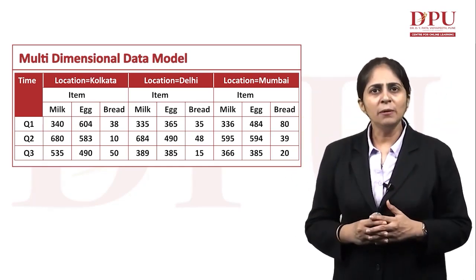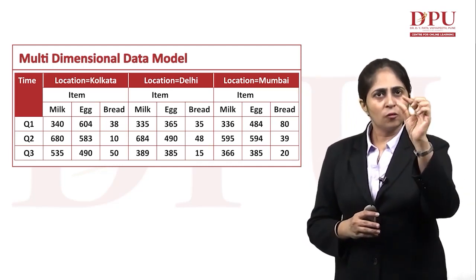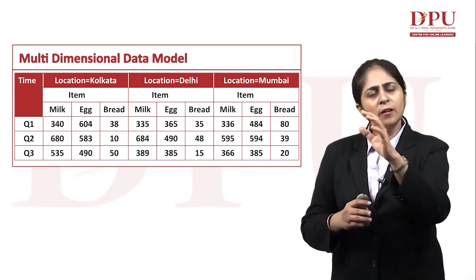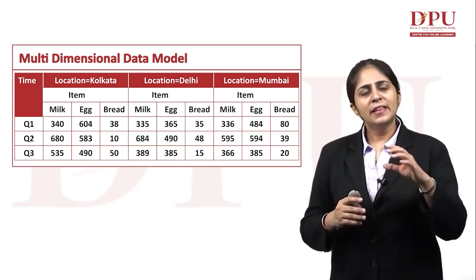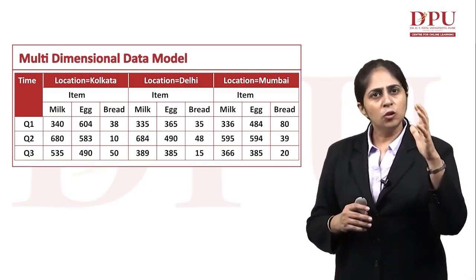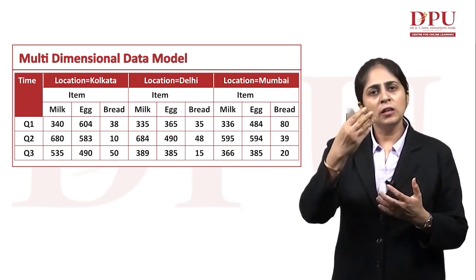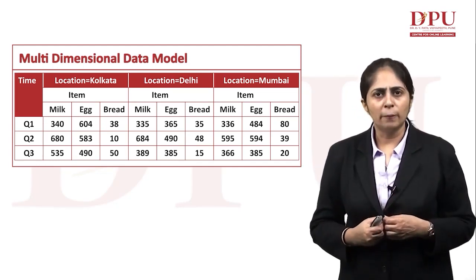So our 3D table, how will it look? It will look like this. We have the location, Kolkata. Then we have the items, we have milk, egg, bread, jam, whatever items you can have. Then we have divided it into time, into different quarters, Q1, Q2, Q3. This is just an example. You can divide it into 3 quarters. You can also divide it into 4 quarters, depending on your requirement.